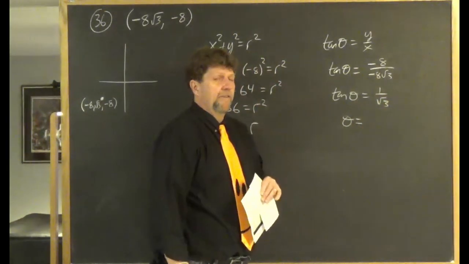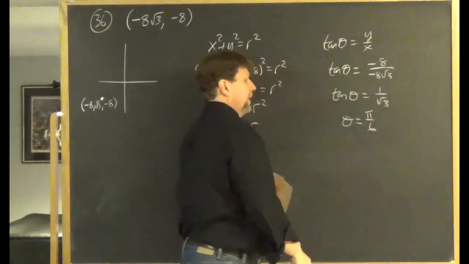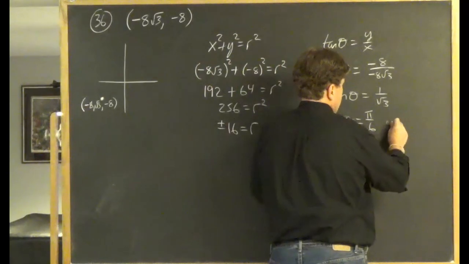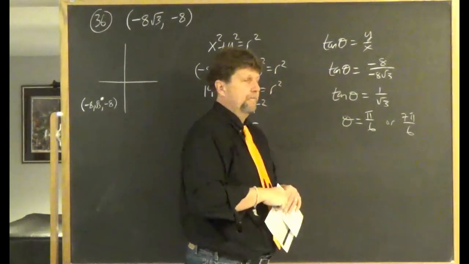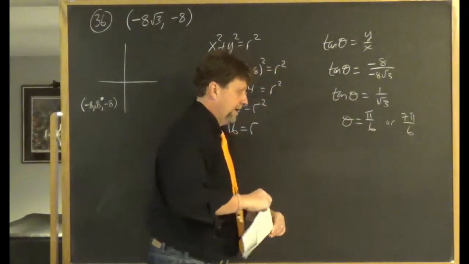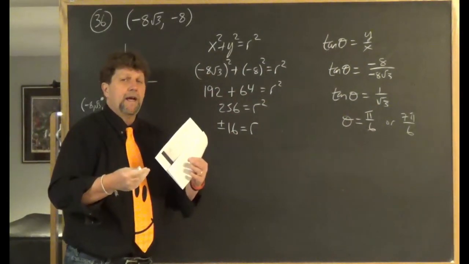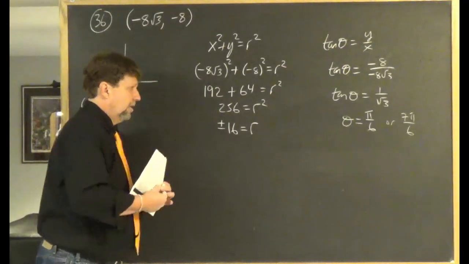That's something I think I could figure out from the unit circle. It's pi over 6. I'm also going to list 7 pi over 6, because I know the tangent of 7 pi over 6 is also 1 over square root 3. So the book said in the directions to come up with two different ways, and I said I would end up doing 3 ways.